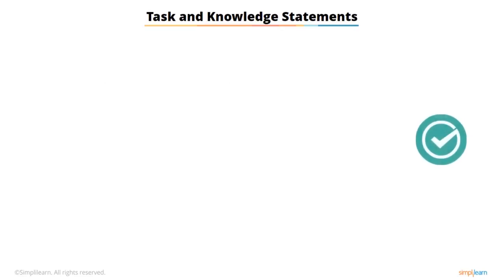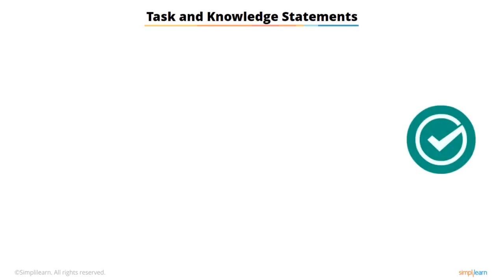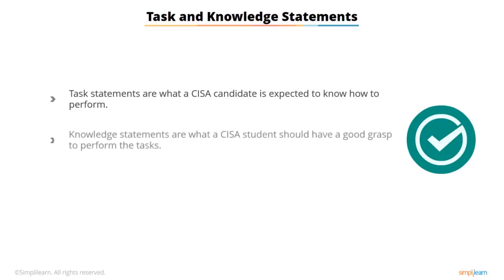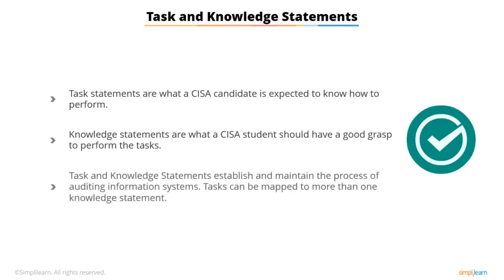The CISA divides up the task for the test into task and knowledge statements. We focus the lessons on knowledge statements, but those include the tasks as well. Task statements are what a CISA candidate is expected to know how to do or perform. Knowledge statements are what a CISA student should know. If you first know the items involved, then applying them is all that's required to perform a task. So while we break the lessons down by knowledge statements, you will also learn to perform the tasks. Tasks and knowledge statements establish and maintain the process of auditing information systems. Tasks can be mapped to more than one knowledge statement.